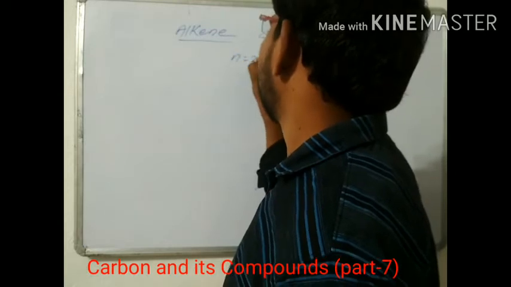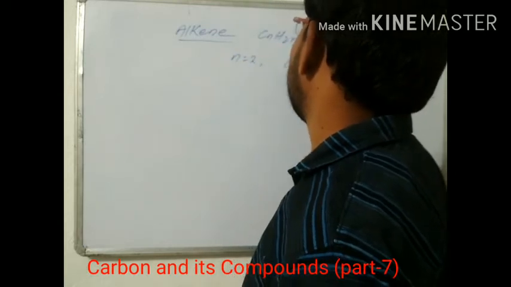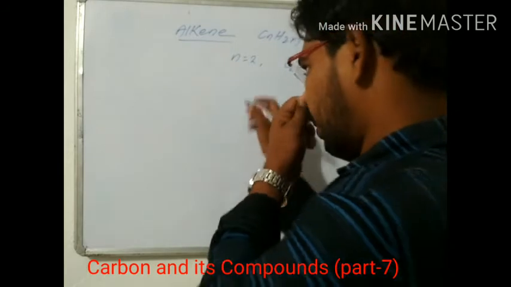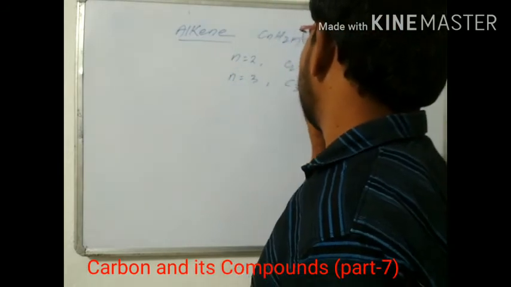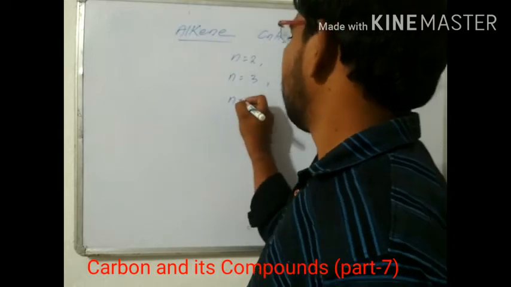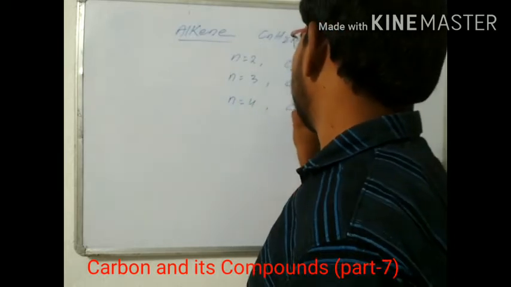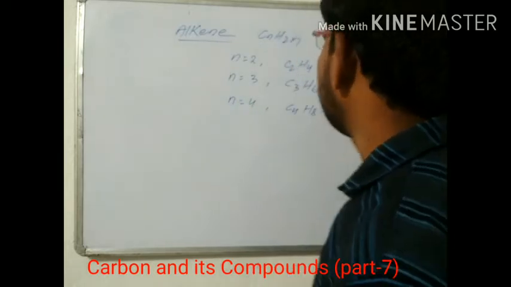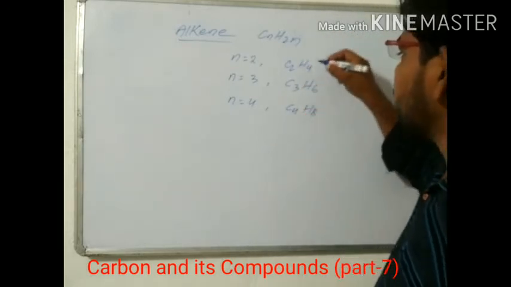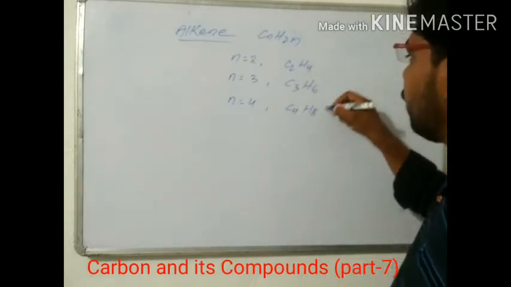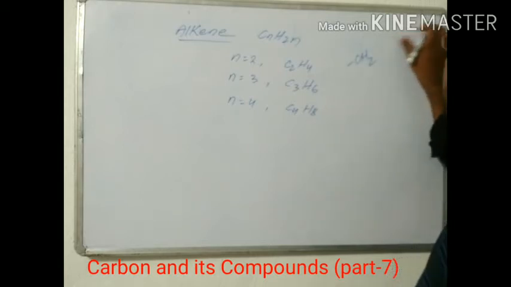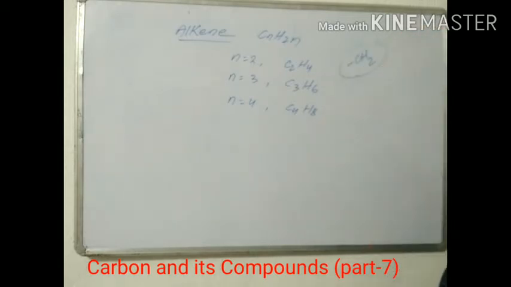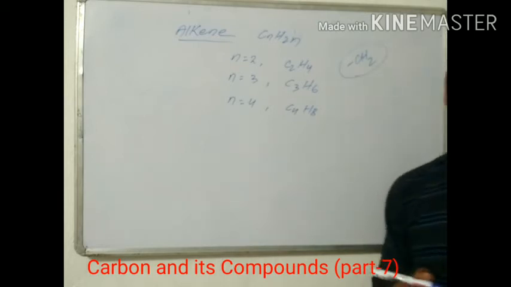N is equal to 2, then we get C2H4. This is the first compound. And n is equal to 3, then C3H6. N is equal to 4, then C4H8. So what is the difference? One carbon increases and hydrogen increases by 2. So what is the difference? The difference is a CH2 unit, a CH2 group, and this is also a homologous series.